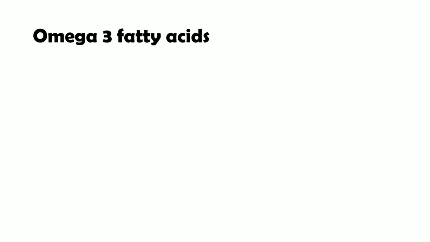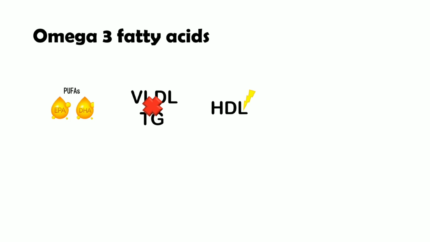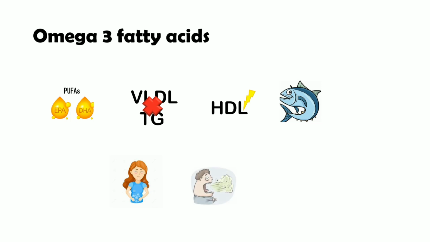Omega-3 fatty acids. They are polyunsaturated fatty acids, in which eicosapentaenoic acid and docosahexaenoic acid are major components. They inhibit VLDL and triglyceride synthesis and also enhance HDL levels. They are obtained from marine fishes like tuna, salmon etc. They are taken as dietary supplements, as omega-3 fatty acids are difficult to obtain from diet. Adverse effects include abdominal discomfort and a persisting pungent fishy taste.